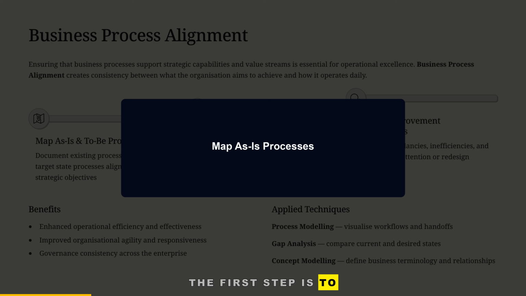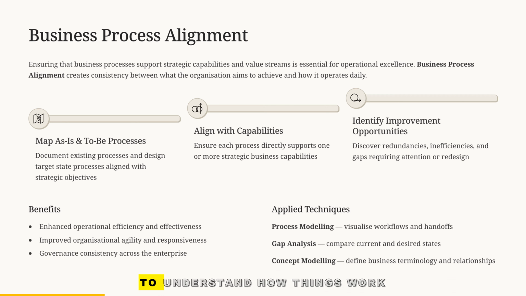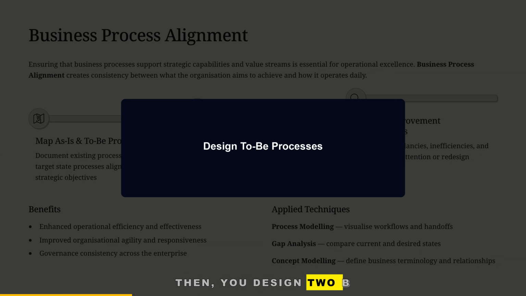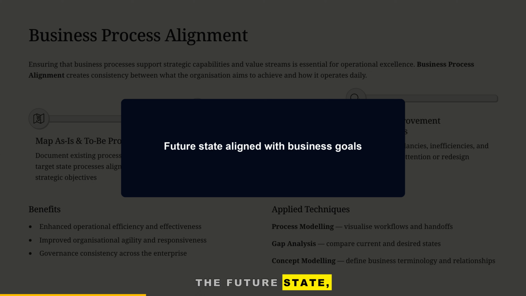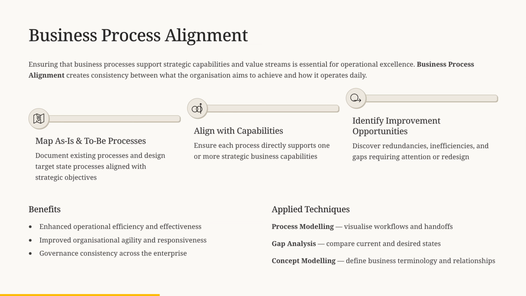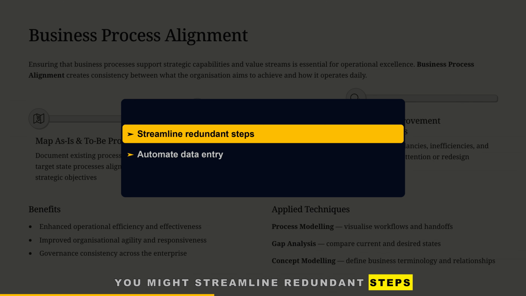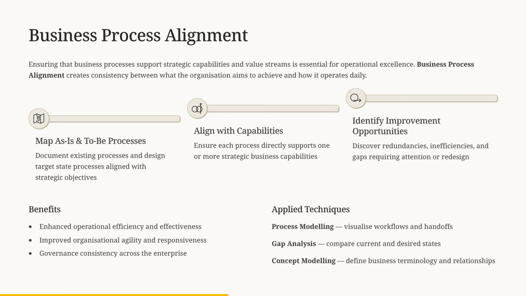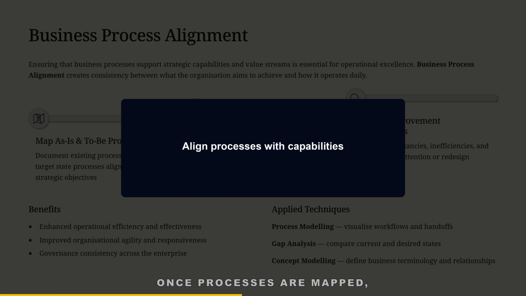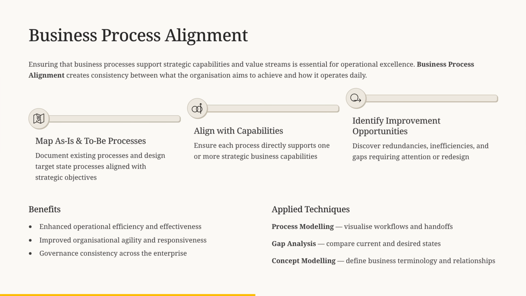The first step is to map as-is processes to understand how things work today. Then, you design to-be processes, the future state, aligned with business goals. For example, if your strategic goal is to improve customer onboarding time, you might streamline redundant steps or automate data entry. Once processes are mapped, they must align with capabilities.